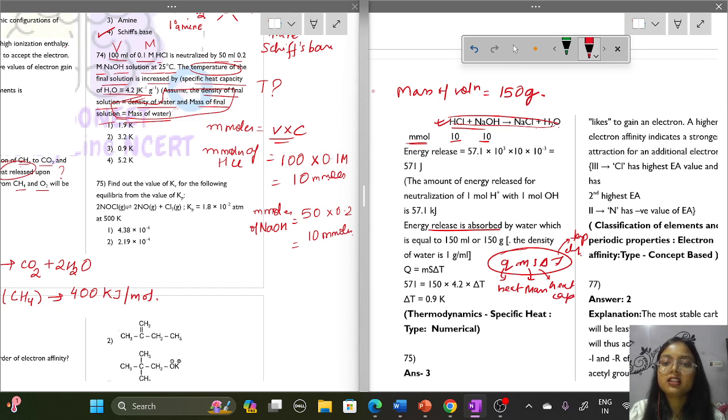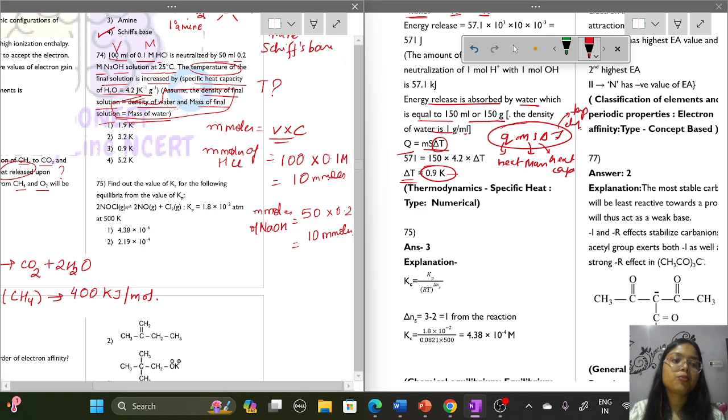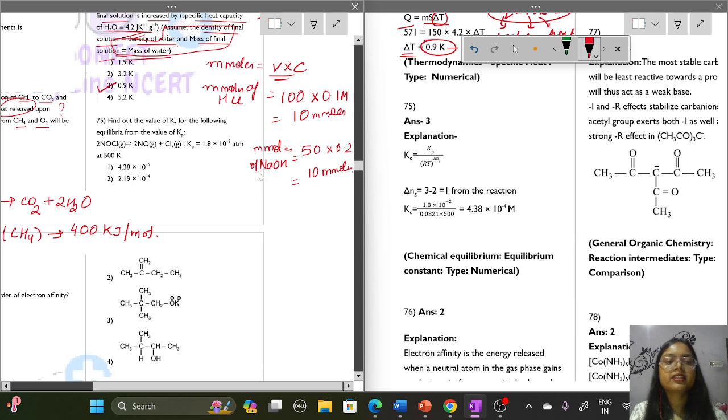The energy released is absorbed by water, which is equal to 150 ml or 150 gram, and the density of water we know is 1 gram per ml. On putting these values in the equation Q equals m s delta T, delta T comes out to be 0.9 Kelvin. So 0.9 Kelvin will be the answer to this question. I hope you have understood this question. Let's move on to the next question.